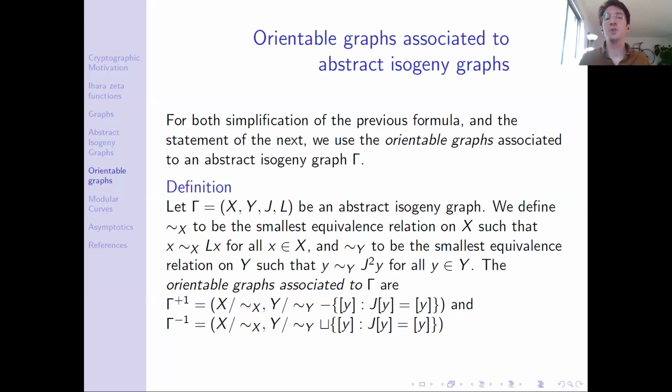And there's kind of two natural choices for what you can do with those. Either you can just throw them out, or you can add an artificial copy of them and say that your dual map just switches those two. So gamma plus 1 throws them out, gamma minus 1 adds the artificial copy. And yeah.